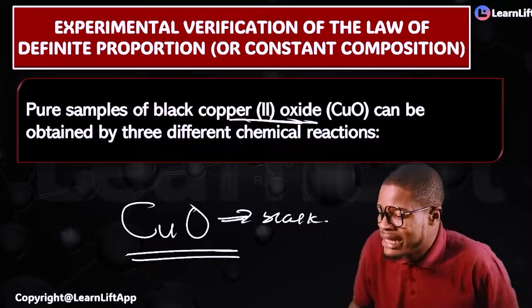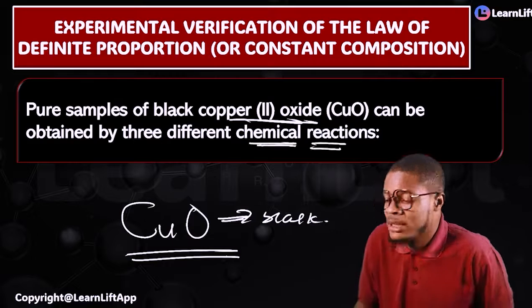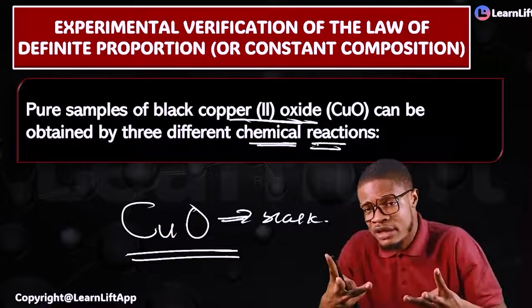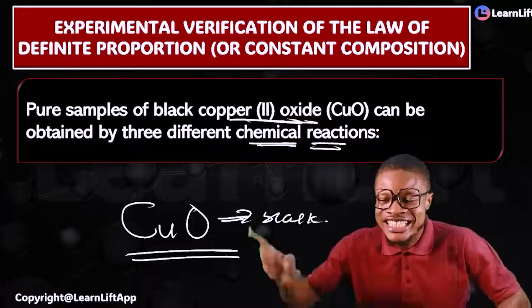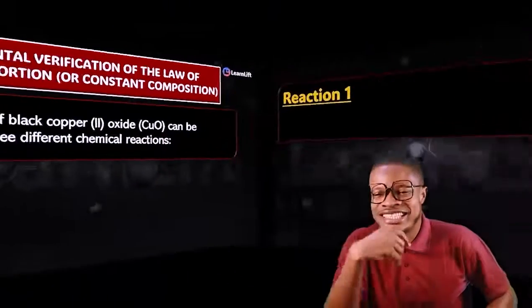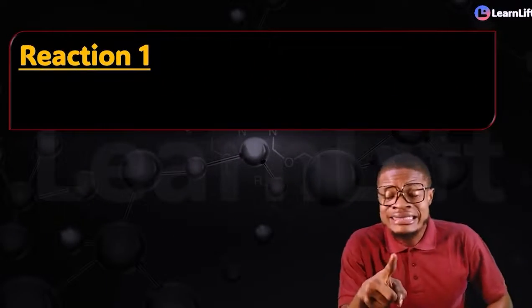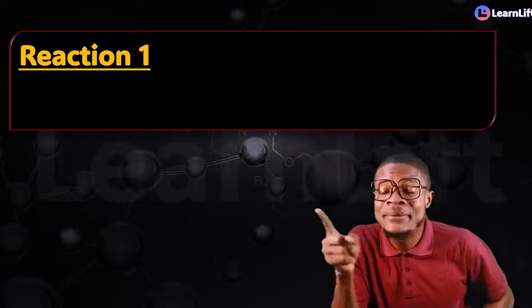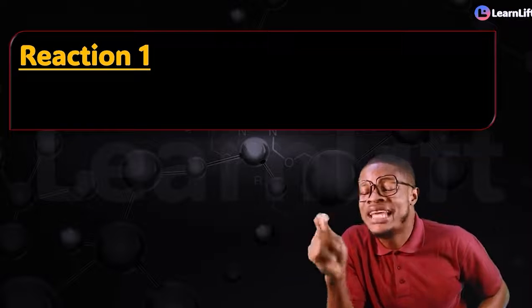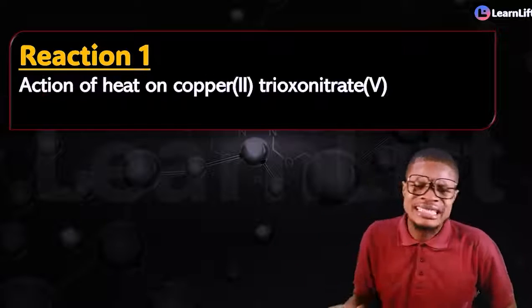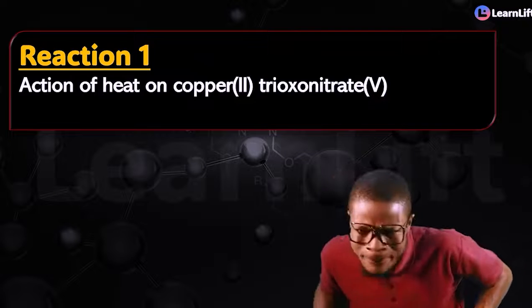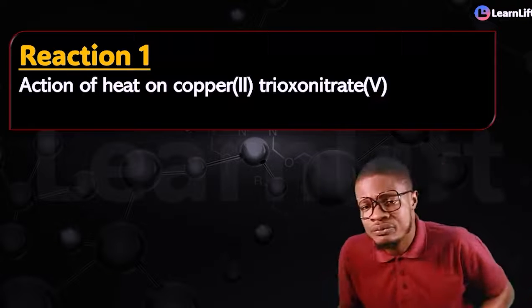It can be obtained by three different chemical reactions. Three of them. If you are ready to flow with me on this, let's go together very fast. Now, this is it. The first reaction we can use to obtain a pure sample of black copper(II) oxide is the action of heat on copper(II) trioxonitrate(V).